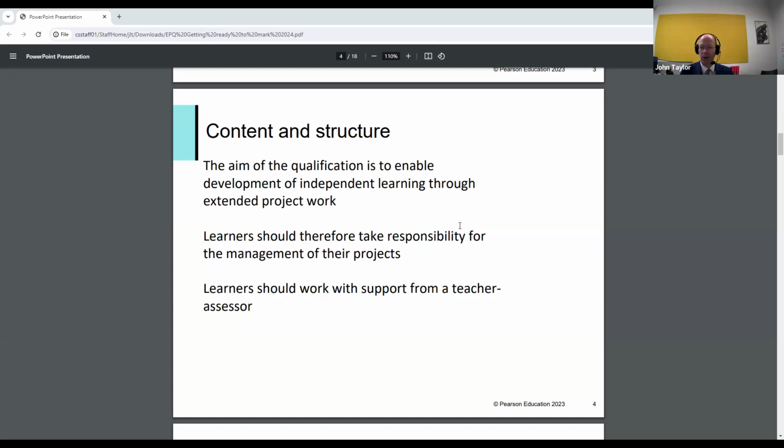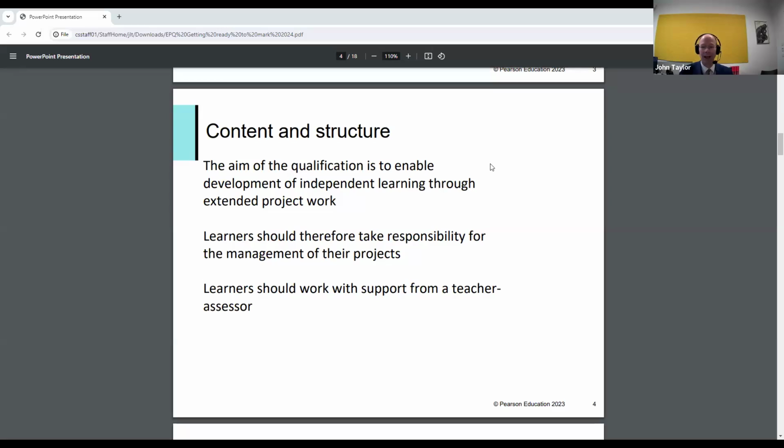And you'll see when we look at the assessment objectives that there is credit given in the higher end of the range in AO1, the project management assessment objective, for learners who can really control and own that project process for themselves. But this is not a take it away and leave it and do it on your own and we'll see you in 6 months' time qualification.